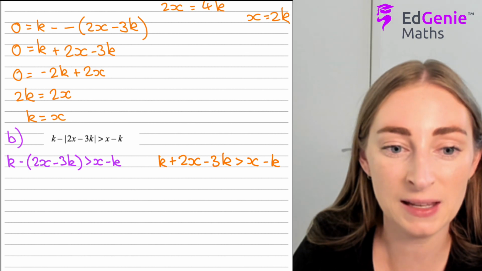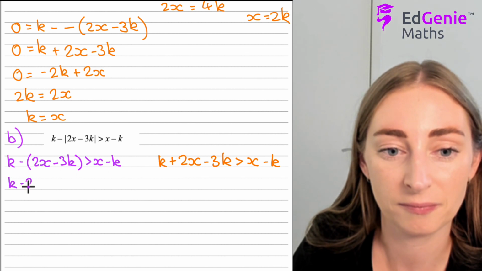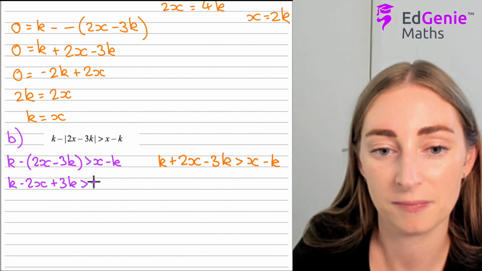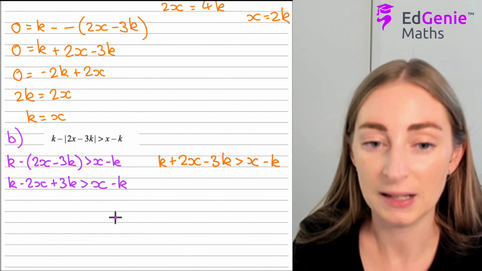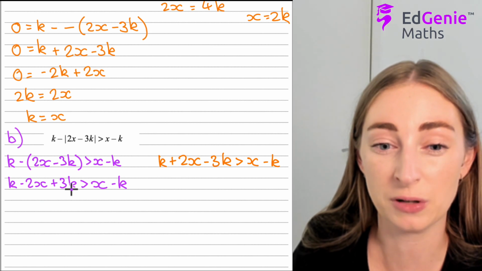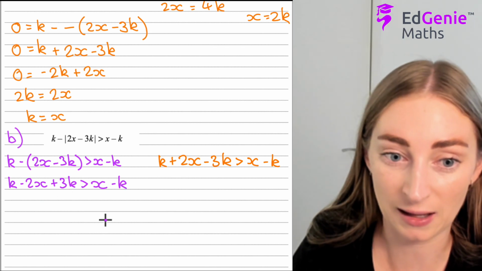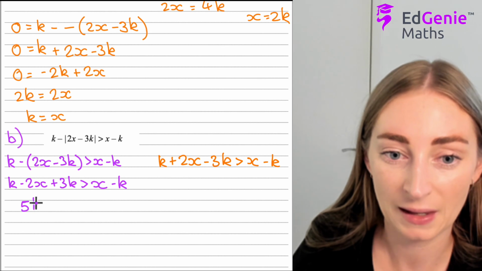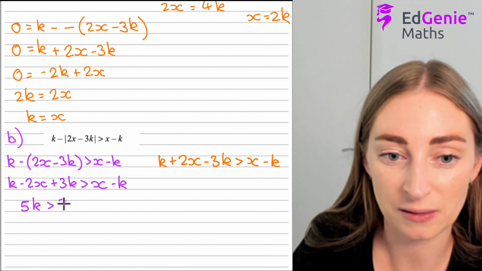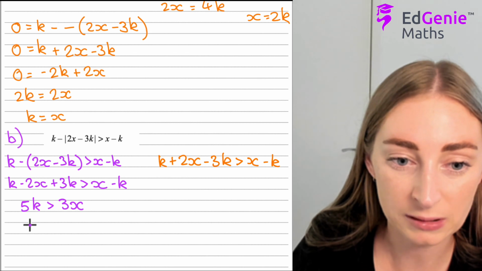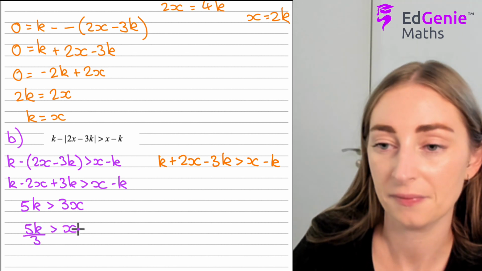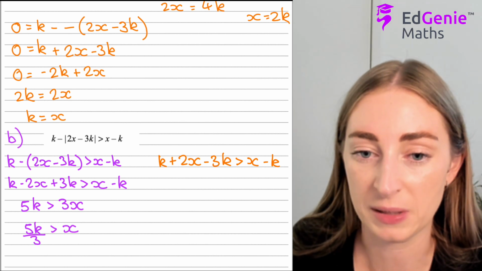Now we can simplify these. Let's collect all the like terms. 3k plus k is 4k, plus that other k is 5k. X's, so if I add 2x to both sides, I get 3x. So I have this. I know it's not in set notation, we'll do that in a minute.